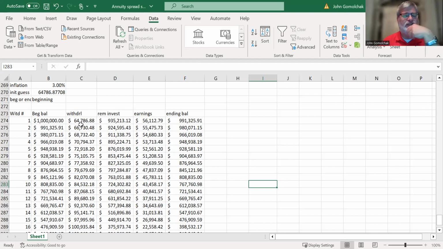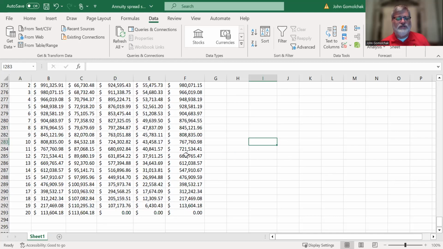So $1 million less than 64,786 gives us 935. It gives us earnings of 56,000, which drives us back up to 991, which comes over here. We withdraw the 66, 924 is left. We hit 55 additional, which gives us 980. And so our withdrawal, our annuity amount is growing by 3% every year. And then our remaining investment continues to drop. Our earnings continue to drop. Our ending balance continues to drop until we eventually get to 0.